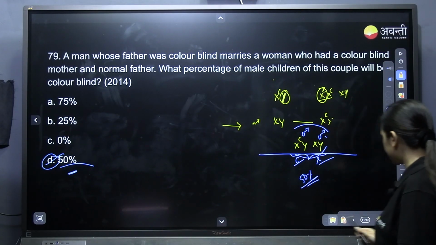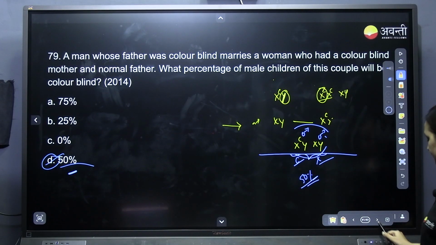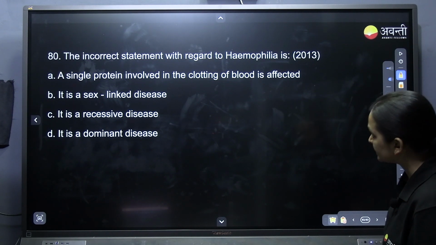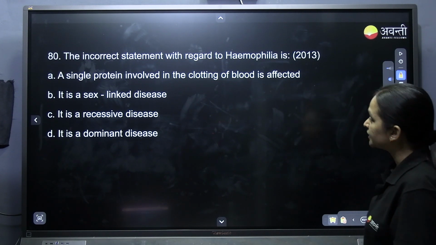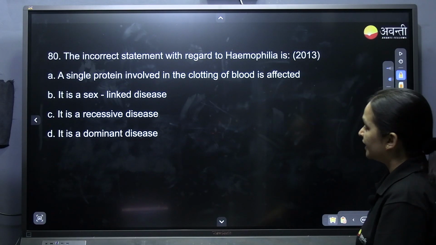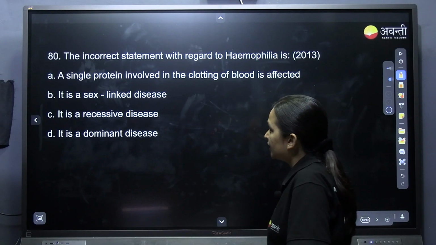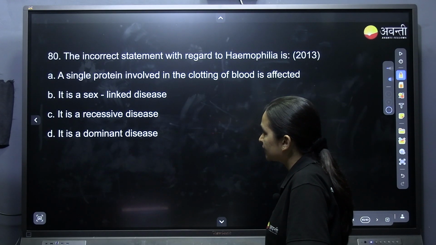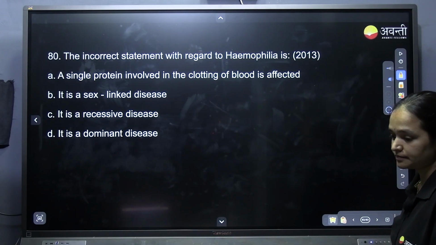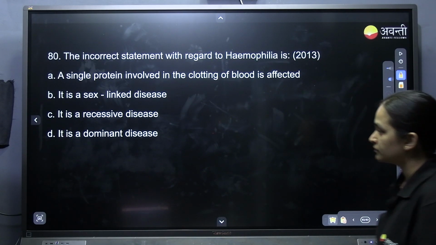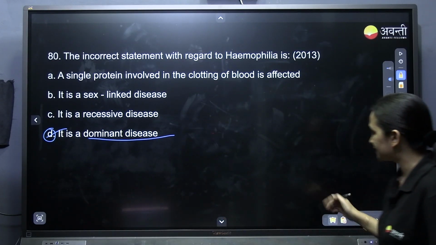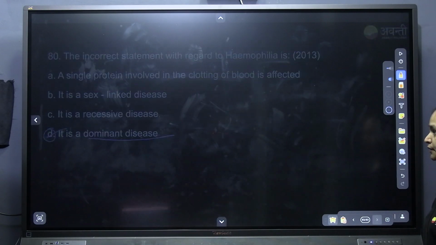Understanding? Yes. So 50%. The incorrect statement with regard to hemophilia: a single protein involved in clotting of blood is affected; it is a sex-linked disease; it is a recessive disease; it's a dominant disease. Incorrect one: dominant. Yes, easy. It is not a dominant disease, it's a recessive, sex-linked disease.